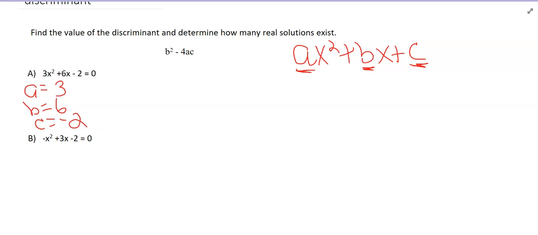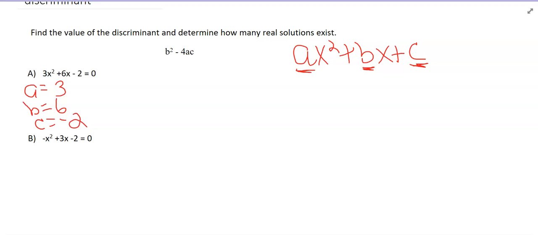Remember that a is the value that's the coefficient of x squared. It doesn't involve x squared. B is the value that is the coefficient of x and also does not involve x. And c is the constant, or the number that stands alone, which in this case is negative 2.